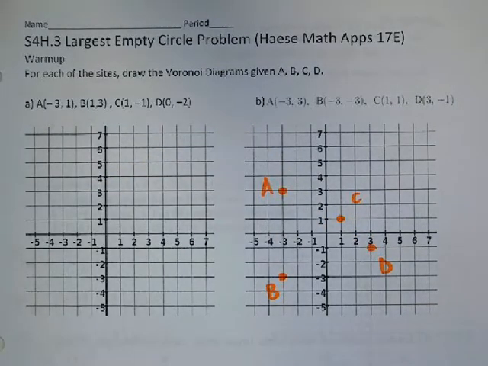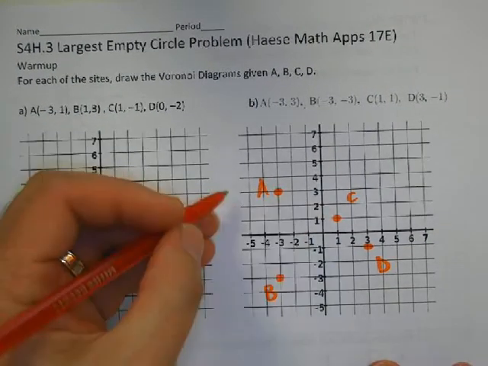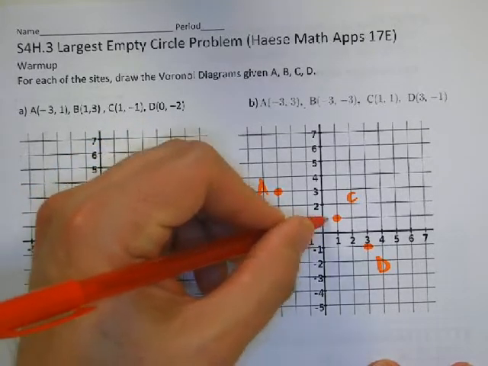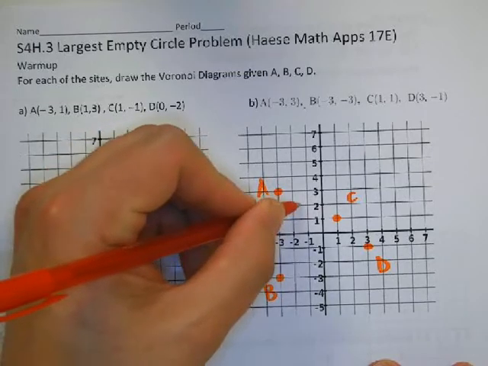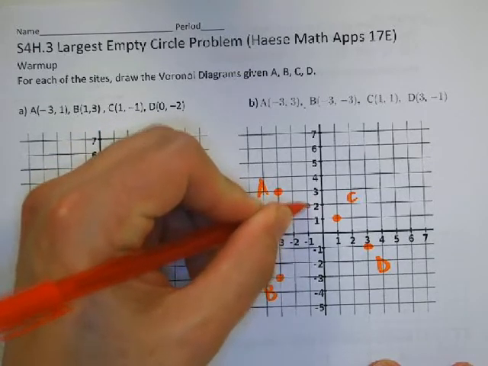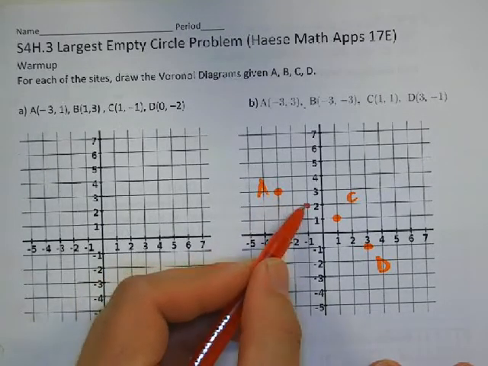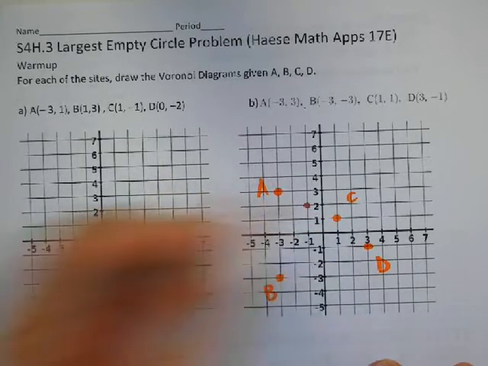Okay, the first thing I'm going to do is figure out where the midpoint is between A and C. So I go down 2 over 4. If I go down 2 and over 4, I can go down 1 over 2. You can see that's halfway between, right? Down 1 over 2, down 1 over 2. So that's my midpoint between A and C.